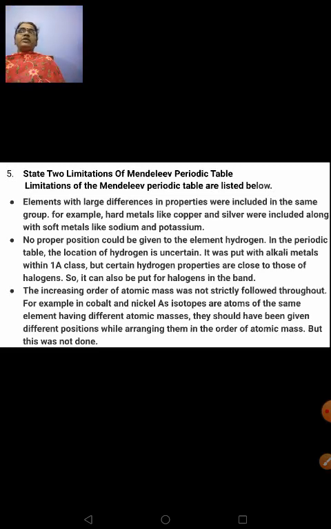No proper position could be given to the element hydrogen because it possesses the properties of halogens as well, right? Then the increasing order of atomic mass was not strictly followed throughout. For example, cobalt and nickel: according to atomic mass, nickel should come first and cobalt next. That was done while teaching the same lesson, right? And isotopes, he did not consider that these elements have different atomic masses and should have been given different places, but that was not done. So these were the limitations of Mendeleev's periodic table.